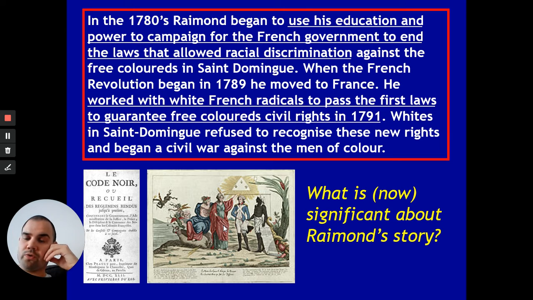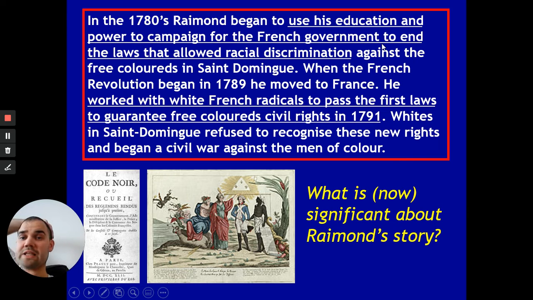Now, if we carry on with this story, he had other achievements. In the 1780s, Raymond began to use his education and power to campaign for the French government to end the laws that allowed racial discrimination against the free colors in Saint-Domingue. When the French Revolution began in 1789, he moved to France. He worked with white French radicals to pass the first laws to guarantee free coloreds civil rights in 1791. Whites in Saint-Domingue refused to recognize these new rights and began a civil war against the men of color like Raymond.